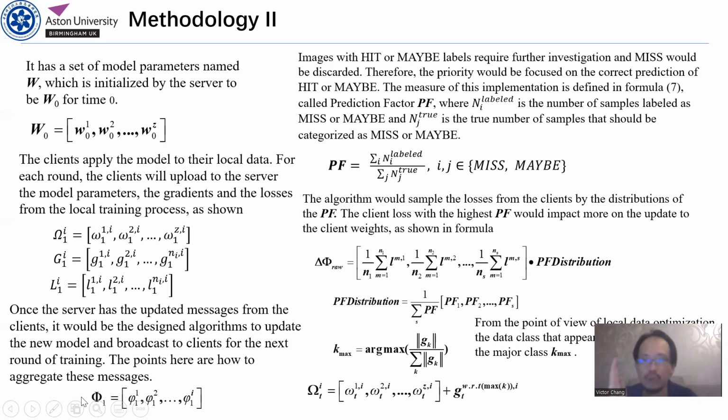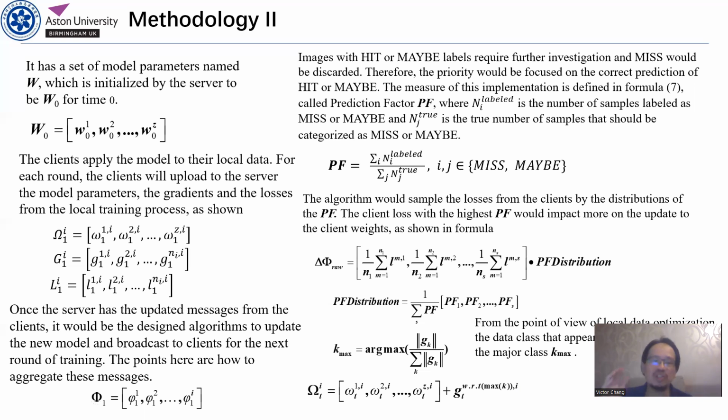While you are processing images from scientific research, the images labeled hit or maybe require investigation, and miss would be discarded. So what does this mean? It means that we do not know what the images on the client side are, due to privacy concerns. So our algorithm should be able to identify or logically guess correctly. There are three scenarios. One is hit, which means you get it right. Maybe means sometimes you get it right, sometimes not. Miss means that you probably missed it and may have to do it again. So the priority will be focused on the correct prediction of hit or maybe.